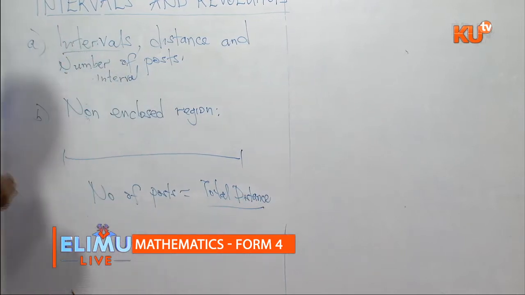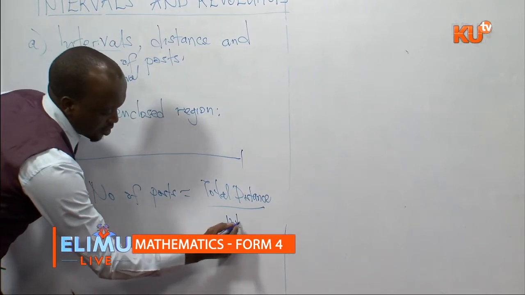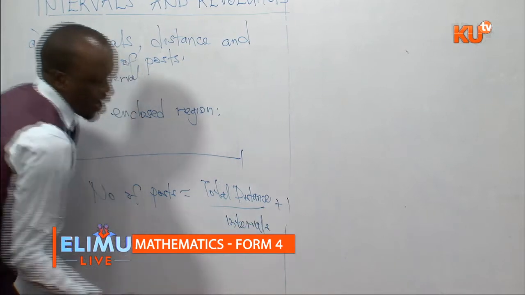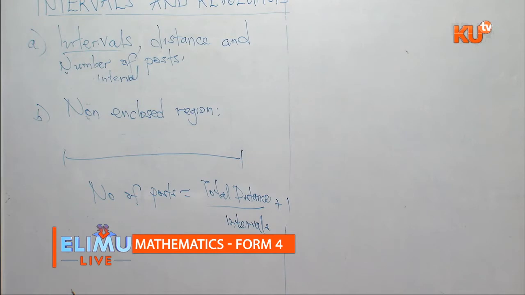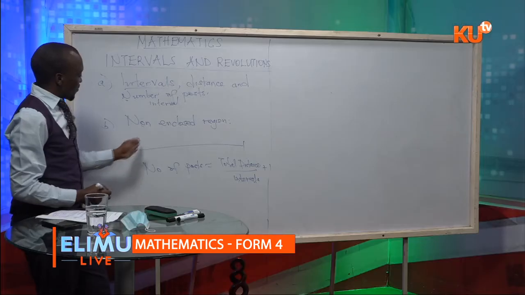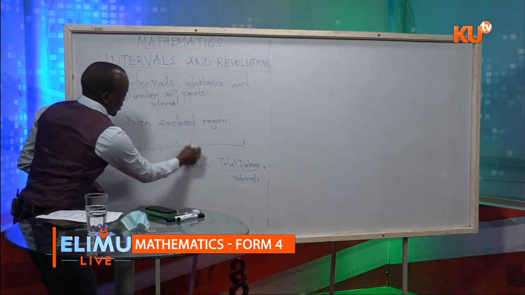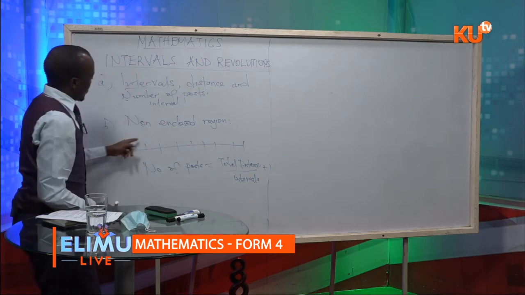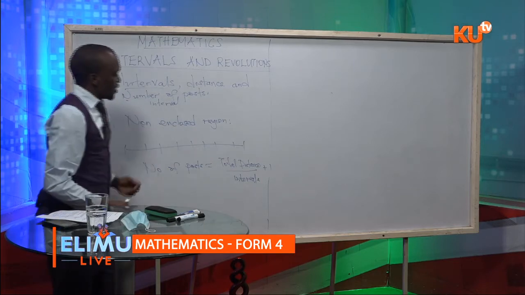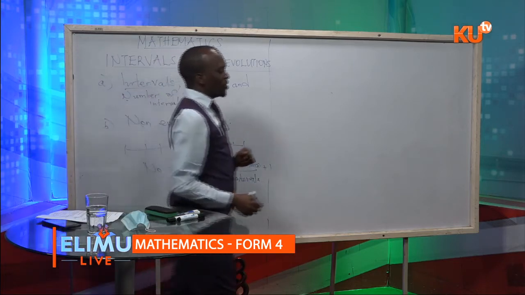We divide with the intervals. Then we add 1 to it. If we want to get the number of poles used here, or even if there were flowers and they are placed this way, to get the number of posts that are used, we take the total distance, divide by the intervals, then we add 1. Why do we add 1?